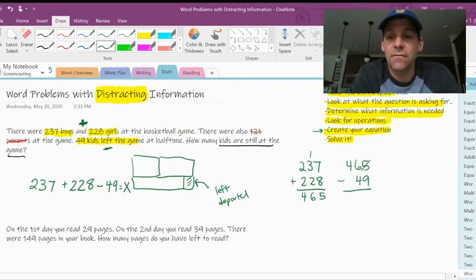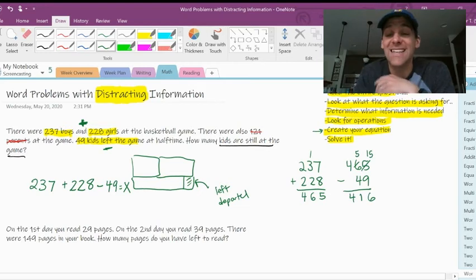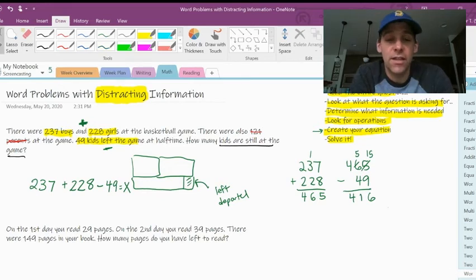To take that away, again, I'm going to borrow from my tens. Got 15 here. I've got 6, 1, 4. So 416 total. Kids, total kids, not total people, because there are the 121 parents who are still there, presumably. Let's try that on the next one.